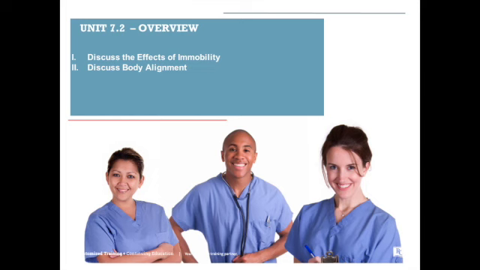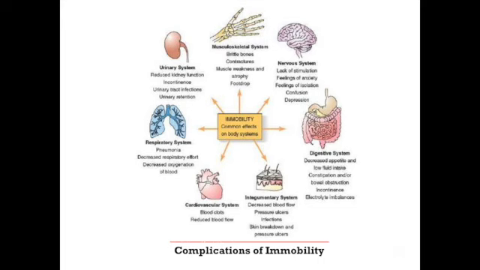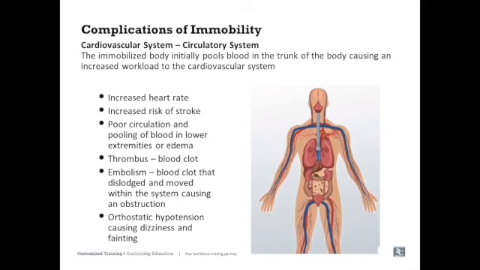Unit 7, Section 2. Continuing the outline, we are going to discuss the effects of immobility. Immobility affects all of our body systems. We are going to break it down by body system. So our first body system is our circulatory system. This is our blood, our vessels, our heart.